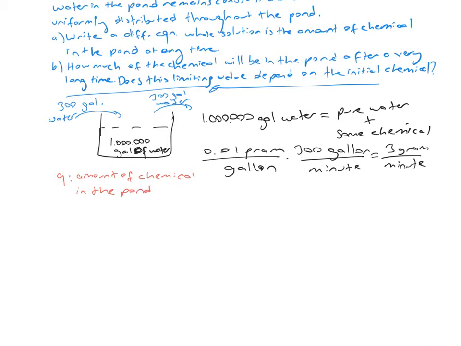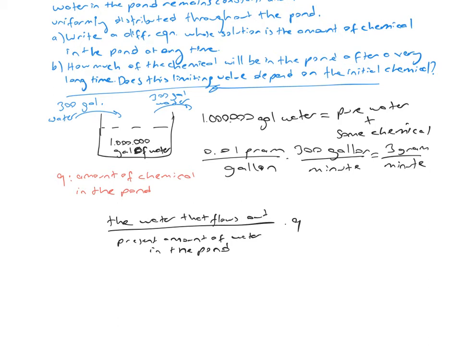We don't know the exact amount of chemical in the water yet, but since in the question it is said that the chemical is uniformly distributed in the pond, the amount of chemical that flows out in each minute is proportional to the water that flows out over the present amount of water in the pond, times Q. This is equal to the amount of chemical that flows out of the pond in each minute.